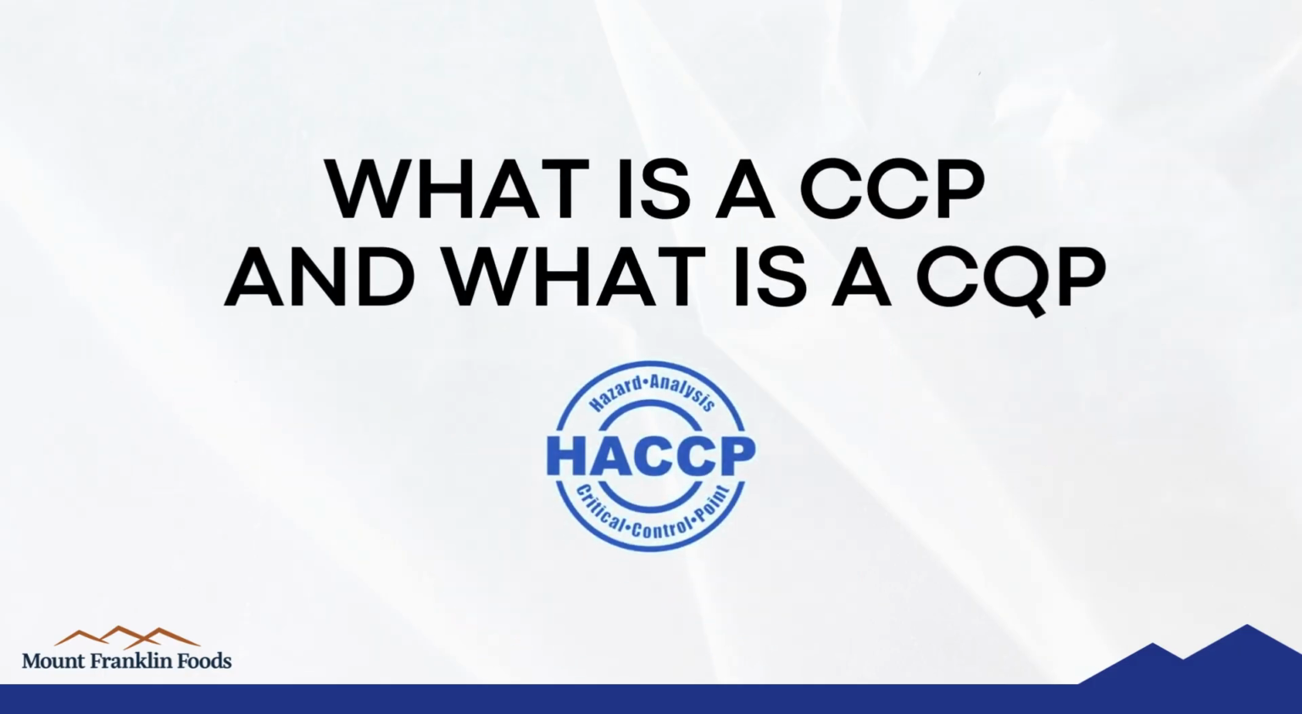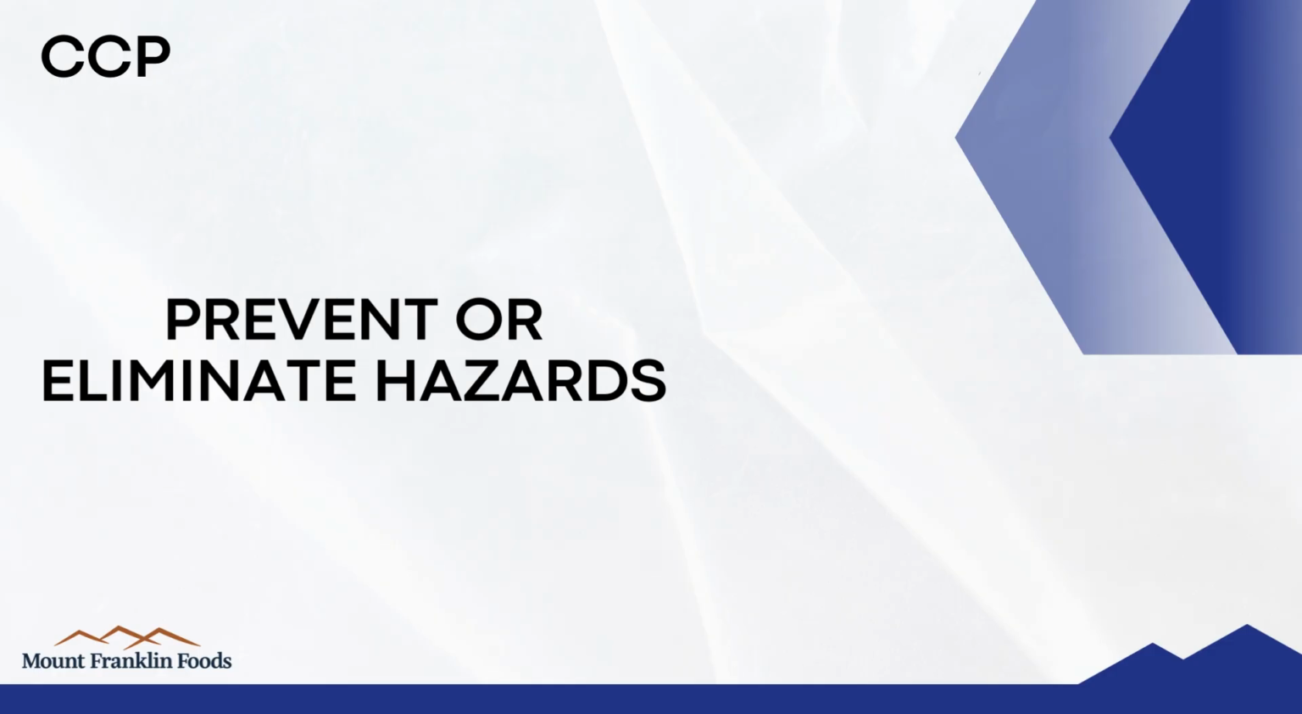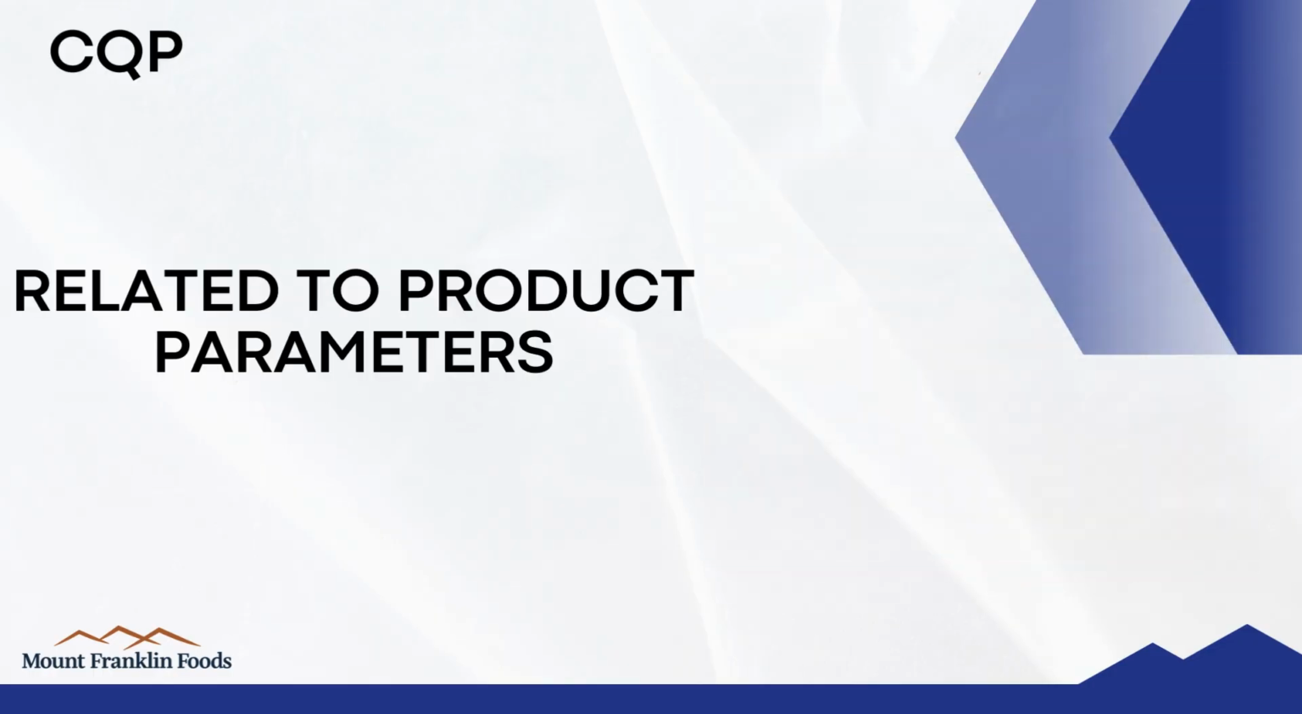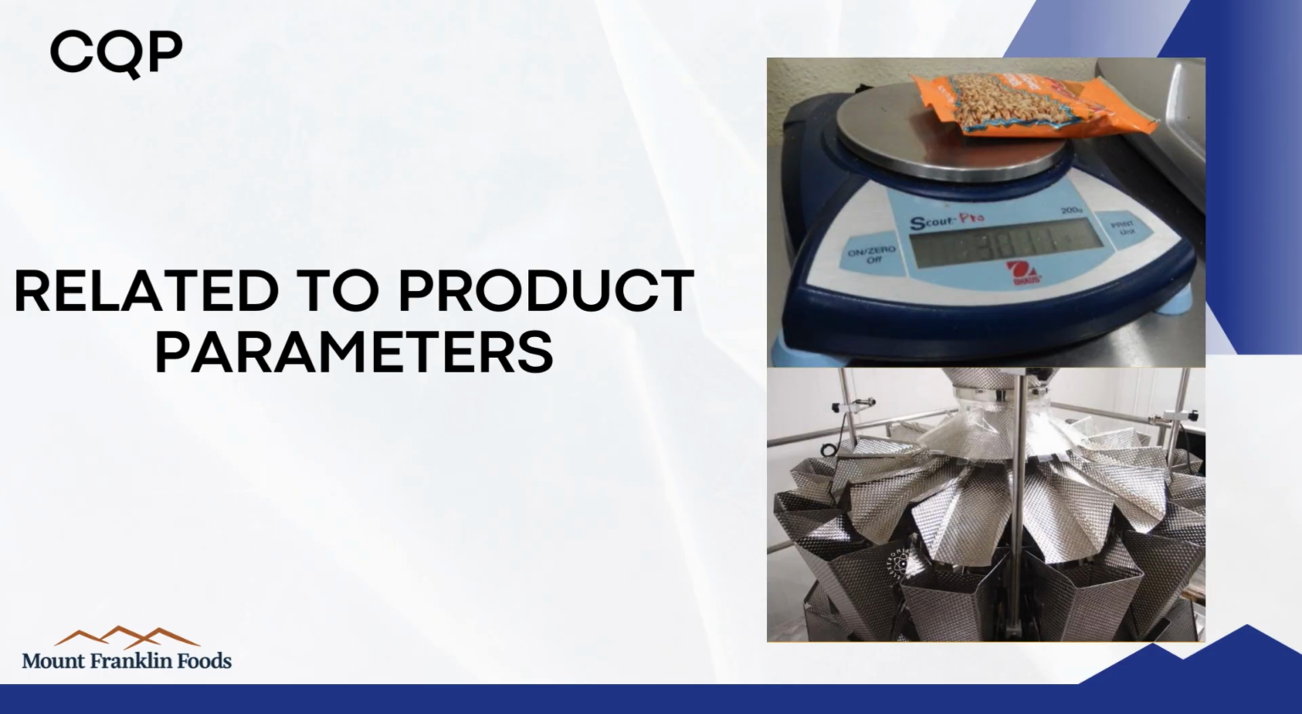Now we will see what a critical control point, or CCP, and a critical quality point, or CQP, are. A CCP is a process step at which a control can be applied that is essential to prevent or eliminate a product safety hazard or to reduce it to acceptable levels. An example of a CCP is a metal detector. And a CQP are those that are related to some product parameter, for example, low weights, and these are managed by quality.